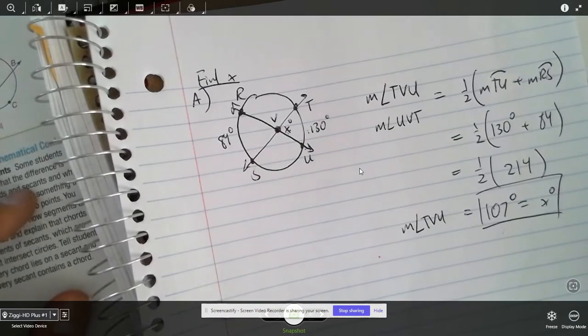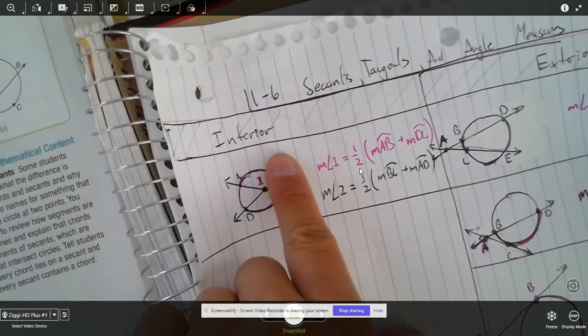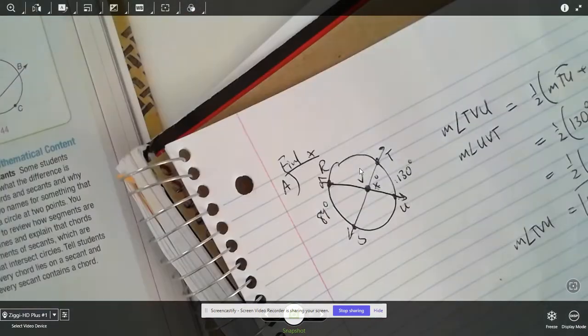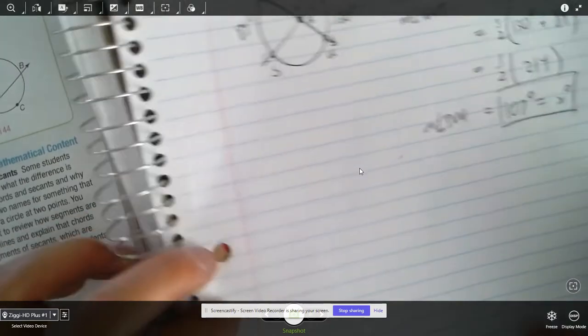So that's using this one, the interior two secant lines crossing, right? Very good. Okay, let me give you another problem that you can try. This one's going to be a little trickier, okay?